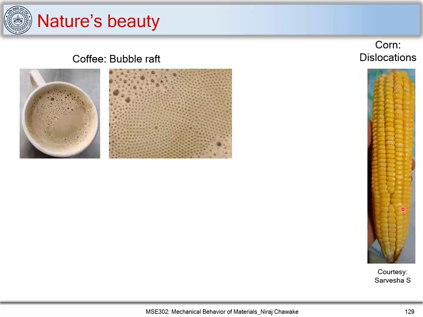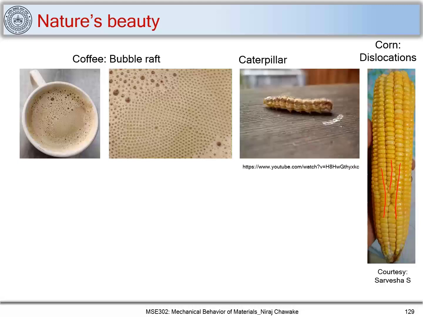This is a picture shared with me by Sarvesha, who is our PhD scholar. And you can see here that you can relate it to a formation of an edge dislocation. Let's say this is a half plane and I consider these other planes. So I can see that there is a formation of an edge dislocation. Now when I talk about edge dislocations, the movement of an edge dislocation is considered to be analogous to the movement of a caterpillar. Let's look at how a caterpillar moves.